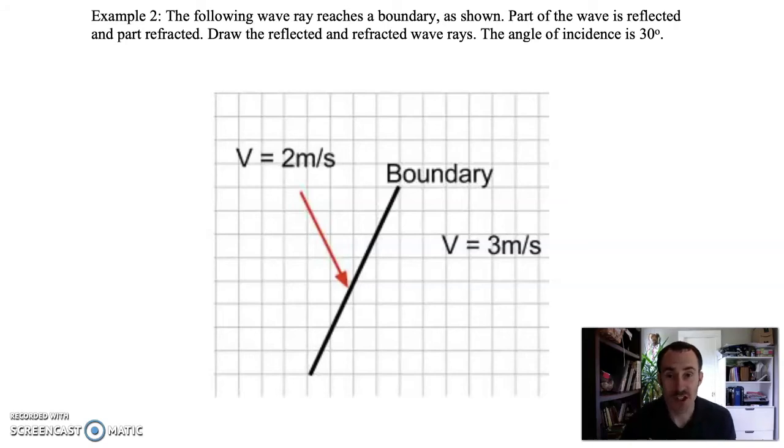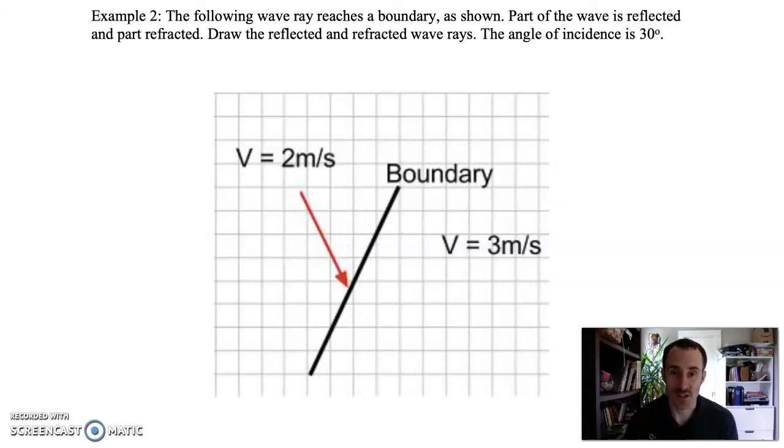Our final refraction example looks a bit different again. The following wave ray reaches a boundary as shown. Now we're talking about the ray again, and not the wave fronts. Part of the wave is reflected, and part of it's refracted. Okay, we saw that with the simulation. Draw the reflected and refracted wave rays.